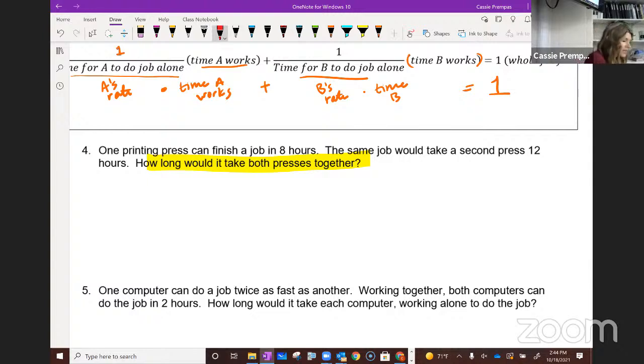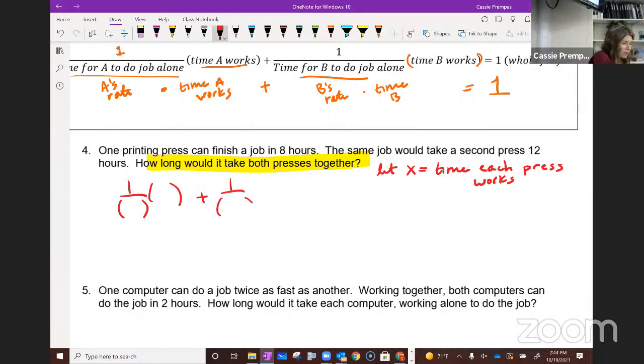Okay. So let's let X equal the time each press works, because that's what we're solving for. How long would it take for both presses together? Here's how I like to do this equation. When people are working together, I just know that it's someone's rate, which is found by 1 over how long it takes them to do the job alone, multiplied by their time worked, plus the other person's rate, which is 1 over the time it takes them to do the job alone, multiplied by their time worked, has to equal the one job.